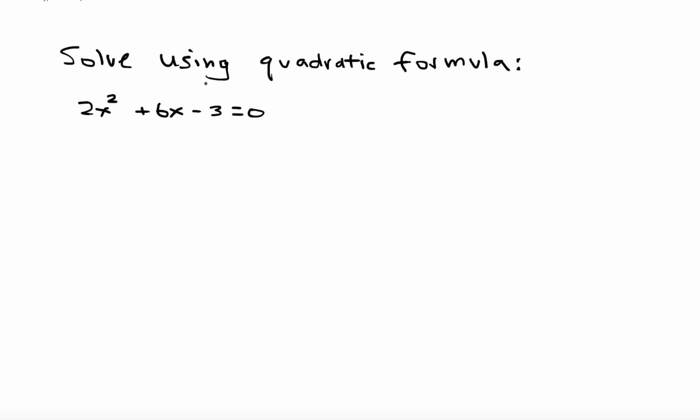All right, so we want to solve this quadratic equation, 2x squared plus 6x minus 3 equals 0, using the quadratic formula. The instructions say to solve using the quadratic formula, and one reason is because it's not factorable, right? If it's factorable, then that's always going to be the easier way to solve. But in this case, it's not factorable, so we should use the quadratic formula.